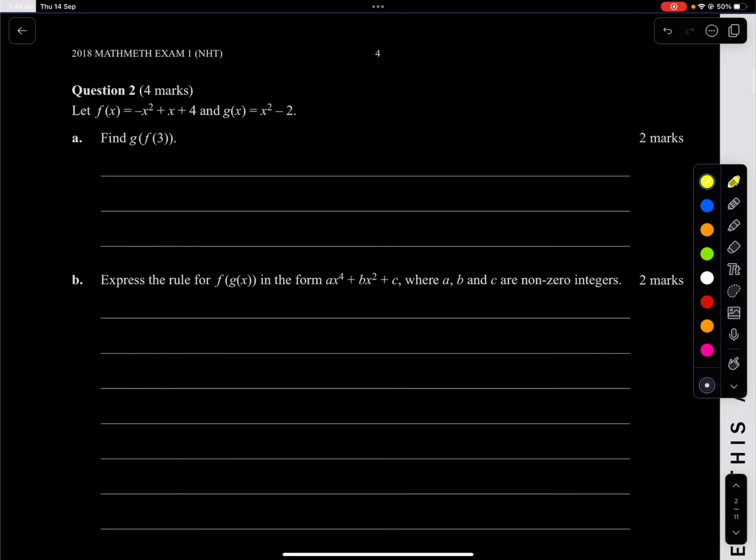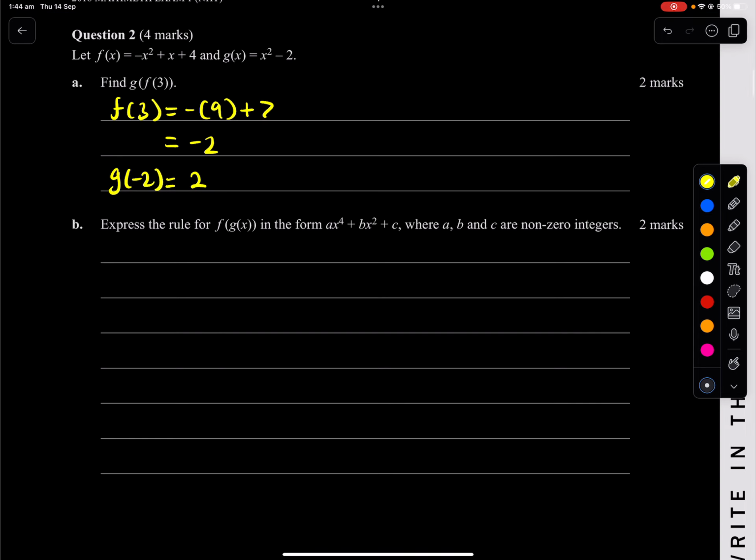Question 2, f of x is this, g of x is that, find this. Okay, so what's first f of 3? That'll be 9 plus, so 3 plus 4, 7, so negative 2. So then we're saying what's g of negative 2? That'll be 4 minus 2, 2. Yep. So therefore g of f of 3 is just 2.